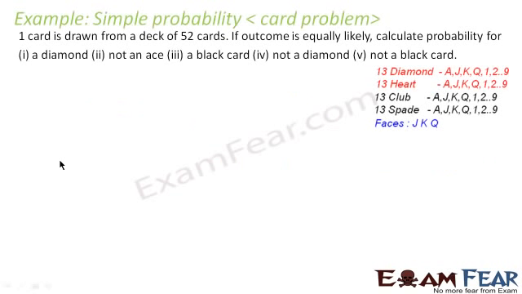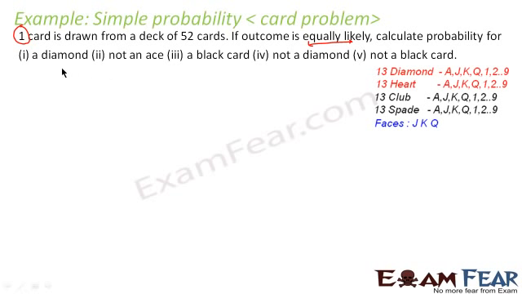So now we'll solve some card problems on simple probability. One card is drawn from 52 cards and all the outcomes are equally likely. That means the probability of a black ace is the same as the probability of a red ace. Calculate the probability of a diamond.